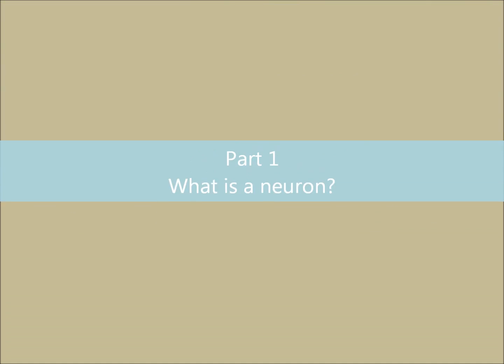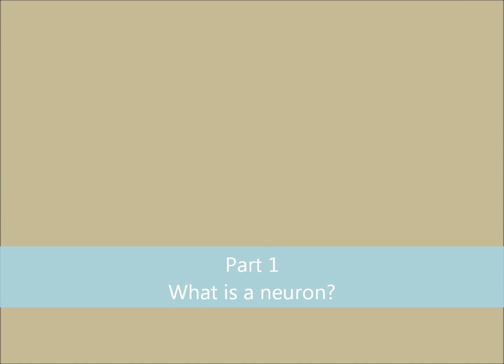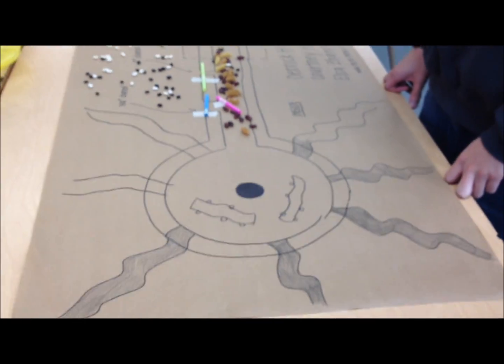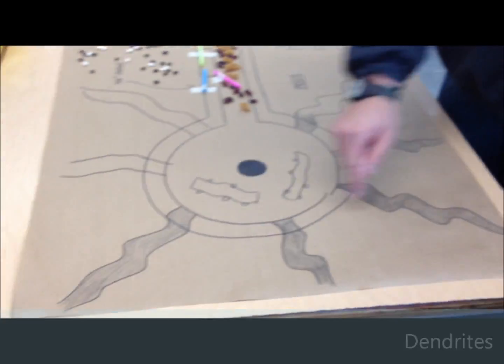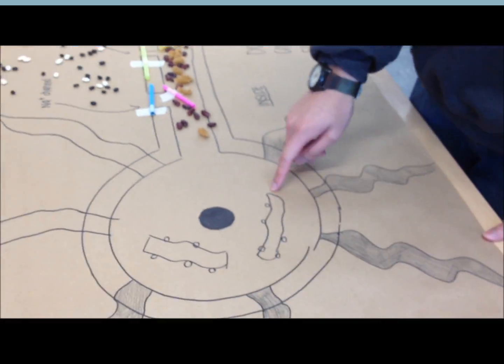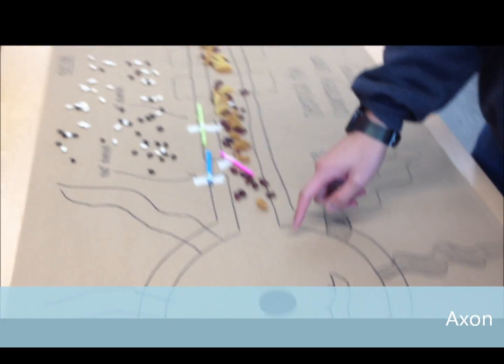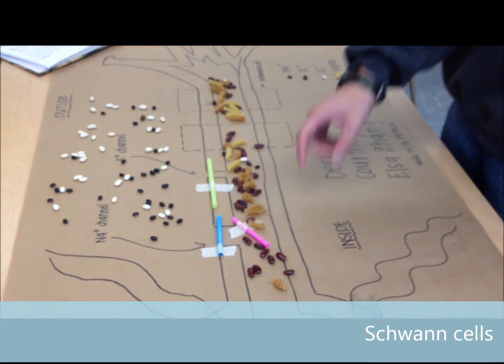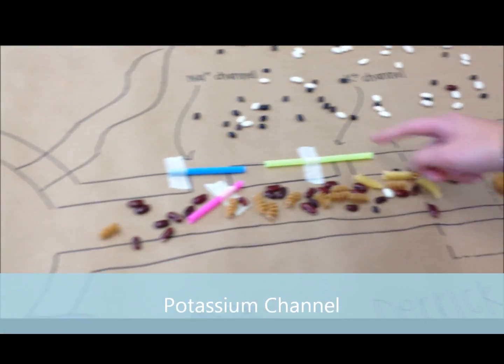Part 1. What is a neuron? Neurons are the basic unit of the nervous system. Neurons communicate with one another and with other cells. These are the different parts of the neuron. A neuron has dendrites, a cell body, aka soma, Nissl bodies, nucleus, axon, Schwann cells, and synaptic cord. We can also see the sodium channels and potassium channels.